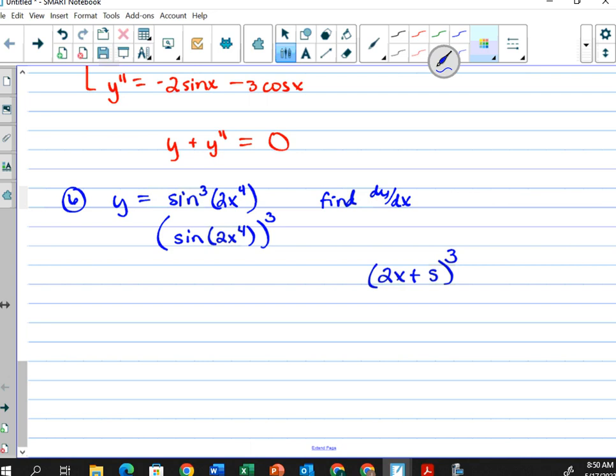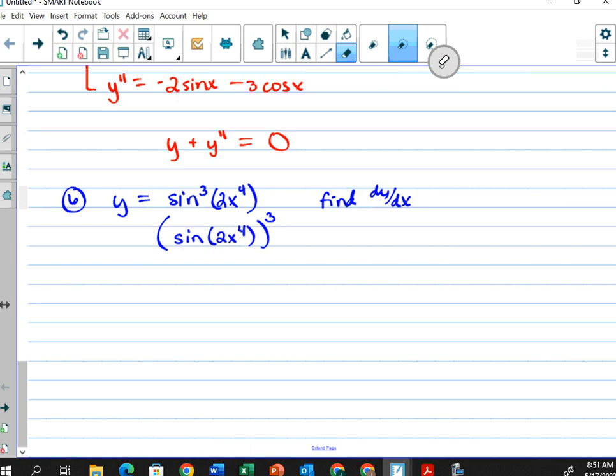That is what it means for sine cubed of 2x to the fourth. It means sine of 2x to the fourth 3 times. But I think that's easier to see chain rule from than the way it's initially written. So guys, it's like a 3-part chain rule thing. You're gonna have a lot of pieces. You put the exponent outside everything.